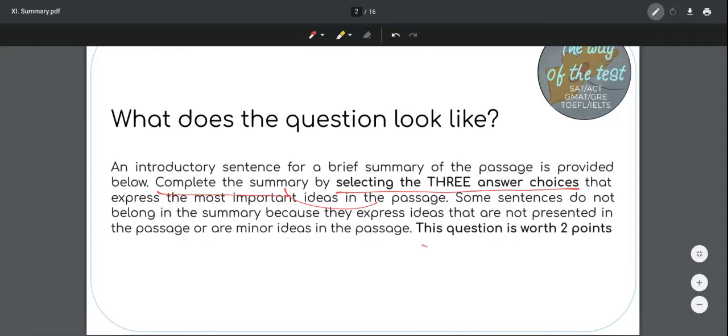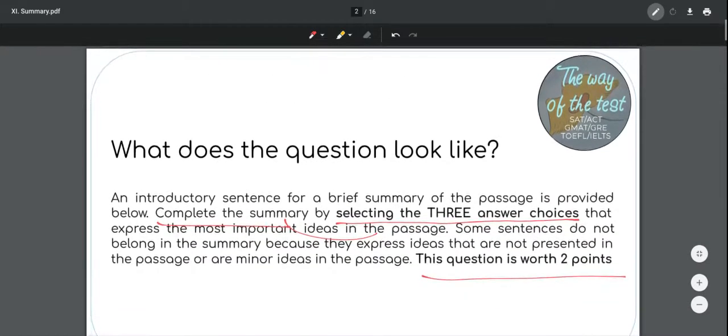Okay, and this question is worth 2 points. So if you have the 3 correct, you're going to get 2 points. If you have 2 correct, you're going to have 1 point. And if you have only 1 correct, you're getting 0 points. And of course, if you have 0 correct, you're going to have 0 points too. Remember, there are no marks against, so just guess. If you have 0 idea, just guess.